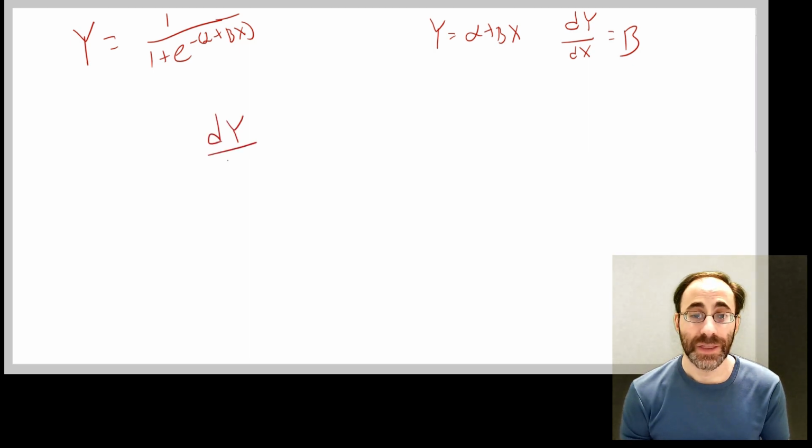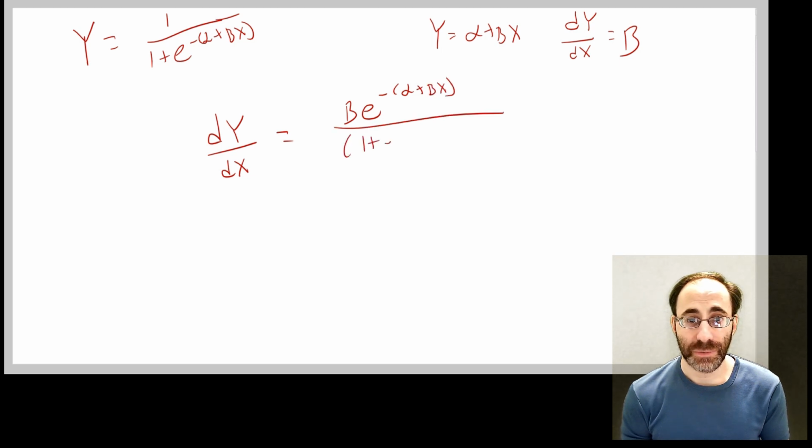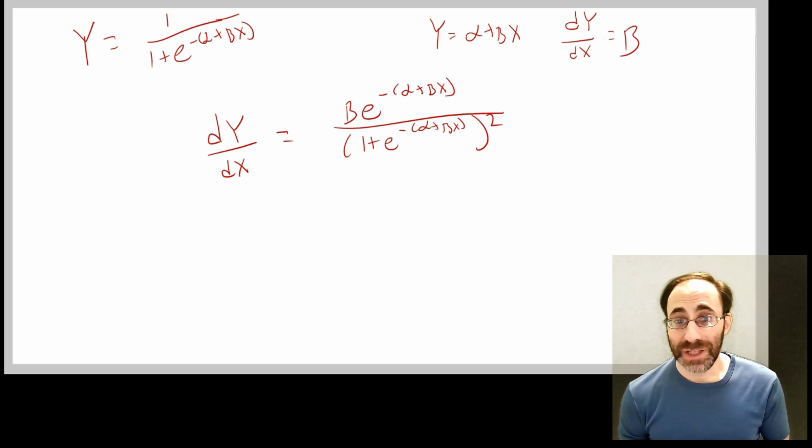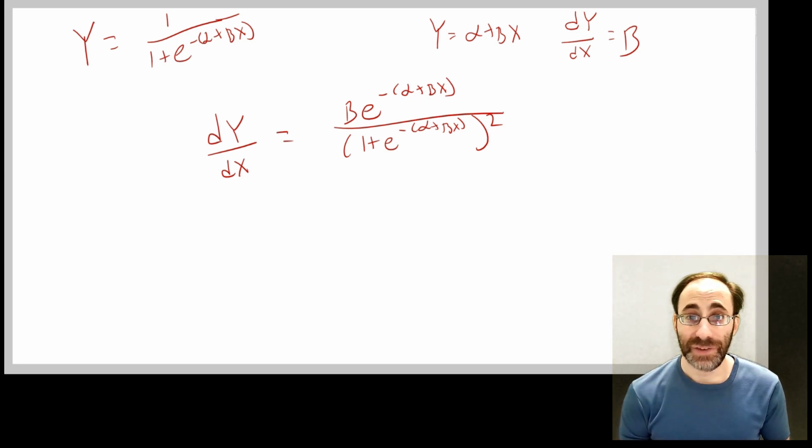I'll just tell you. And if you want to know how to do it, you can go check out the math camp that I've mentioned a few times now. This is going to be beta e to the negative alpha plus beta x, divided by 1 plus e to the negative alpha plus beta x, squared. Now, this has some reasonable properties. If beta is positive, so if I increase x, I increase beta x, then I also increase the marginal effect of x on y, which is what we would expect. Right? If beta is positive, so is the marginal effect of x on y.